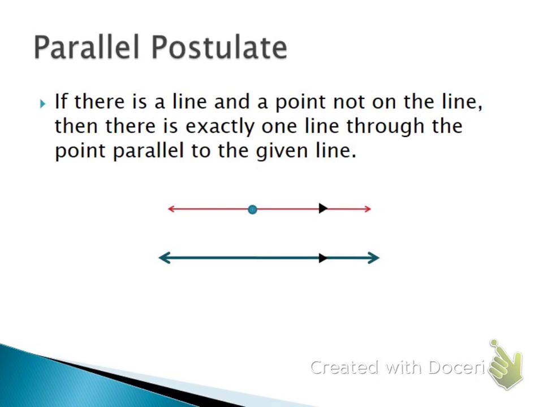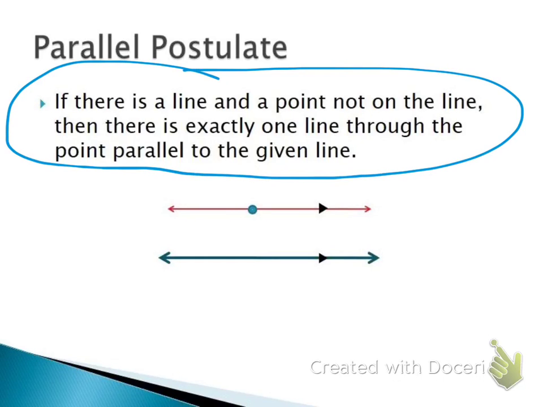So that brings us to our first postulate, the parallel postulate. This goes in your notes. If there is a line and a point not on the line, then there is exactly one line through the point parallel to the given line.